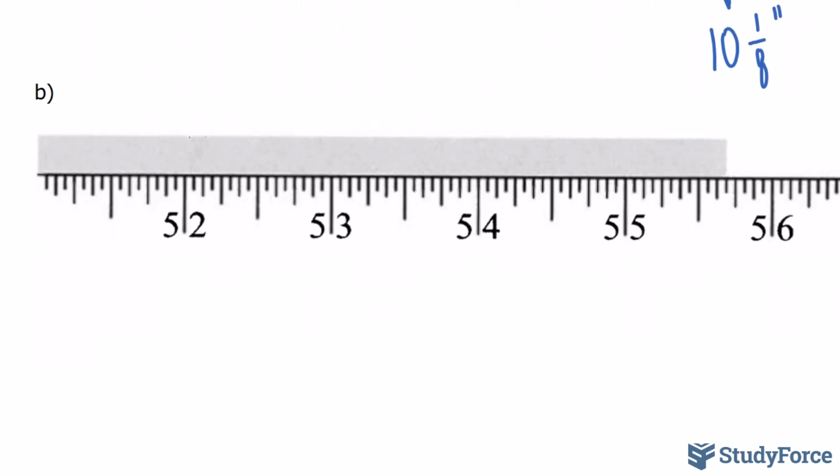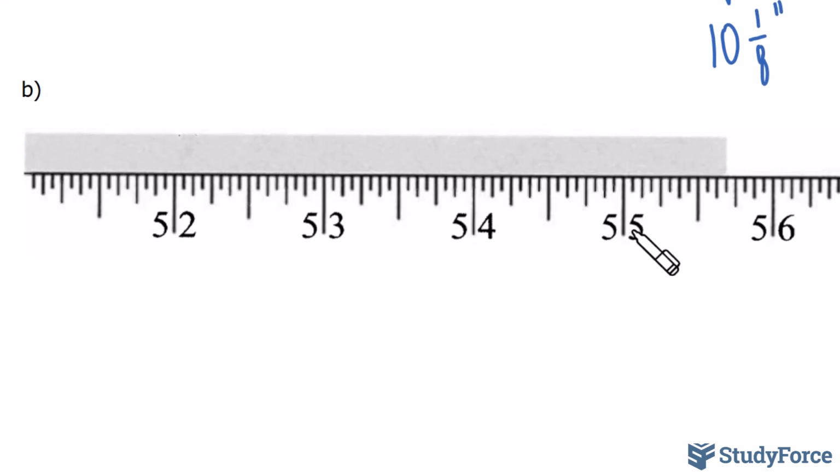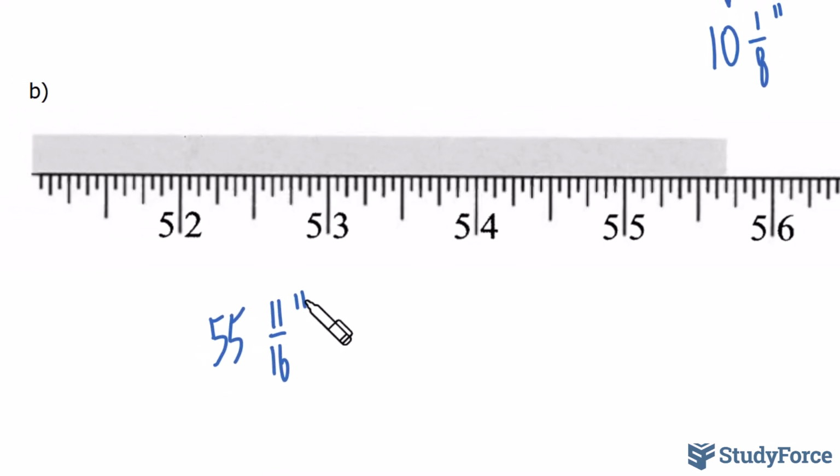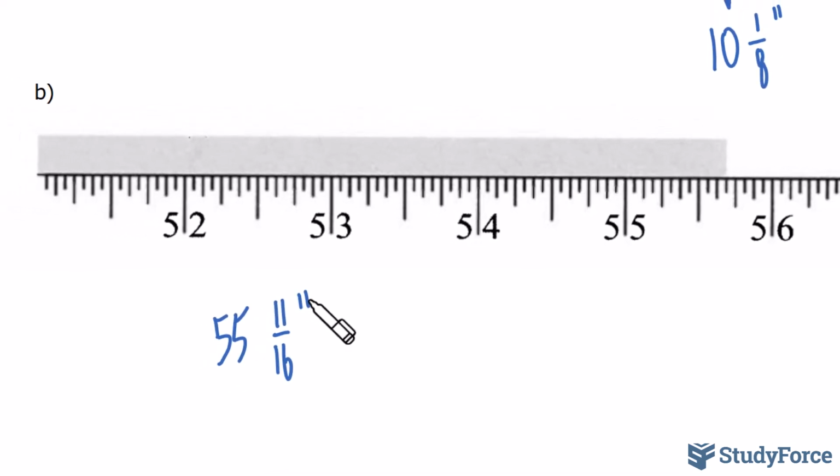In question B, again, we have a measurement that extends beyond the 55-inch mark. So let's write our answer in inches first, and then we'll convert that into feet and inches after. So in inches only, our answer is 55 and 1, 2, 3, 4, 5, 6, 7, 8. That's the halfway mark. 9, 10, 11/16 of an inch. So we have 55 and 11/16 of an inch.